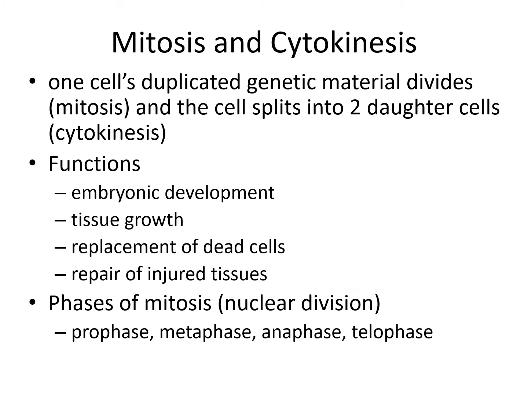So mitosis and cytokinesis is defined as one cell's duplicated genetic material divides, that is mitosis, and then the cell splits into two daughter cells, that is cytokinesis. Functions of mitosis are embryonic development. So of course, all multicellular organisms that arise from sexual reproduction start out as a zygote, a fertilized egg. And that one single cell has to divide again and again during the course of embryonic development to give rise to a multicellular complex organism.